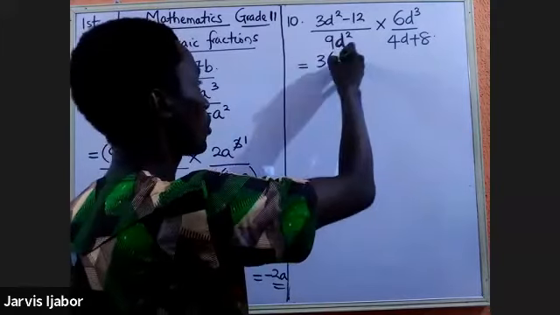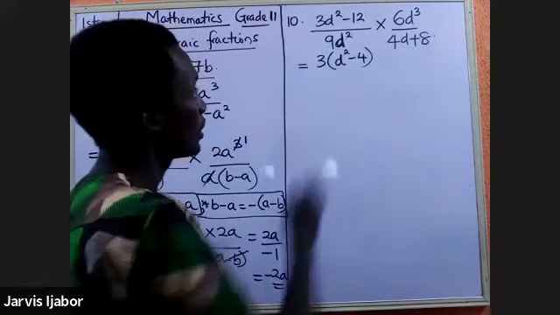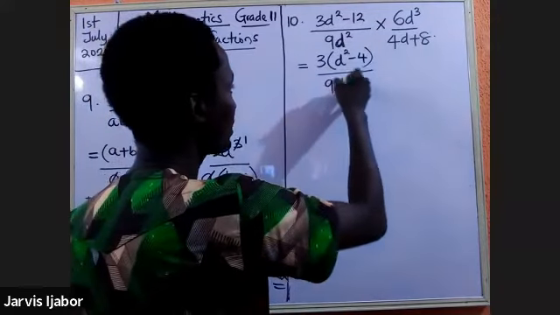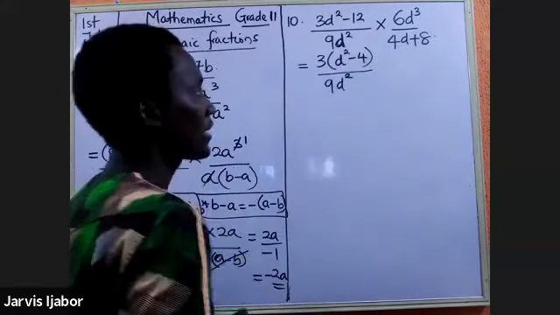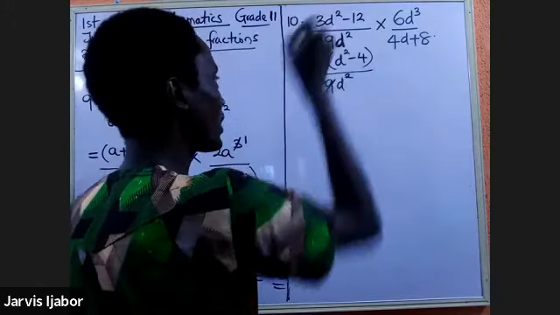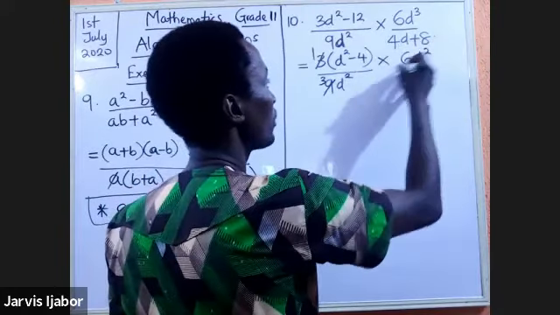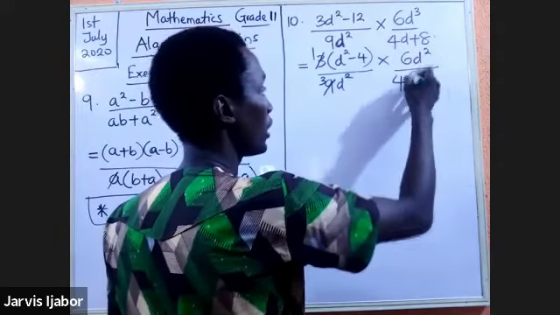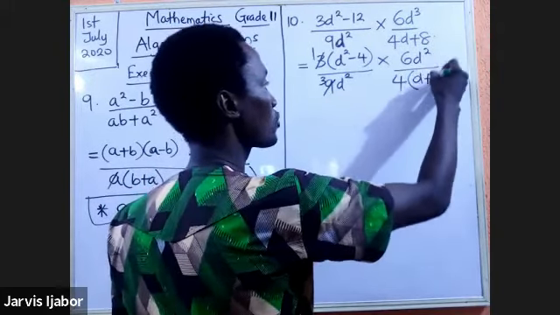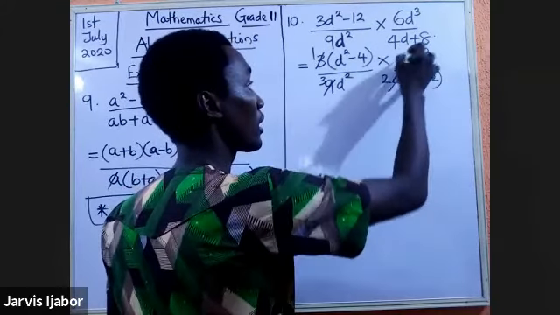3 into what? d squared minus 4 all over 9d squared. Now, before I proceed to this, I can just cancel out this in 3, cancel out here 1. So times what? 6d squared over 4 into what? d plus 2. And cancel here I have 2, cancel here I have 3.